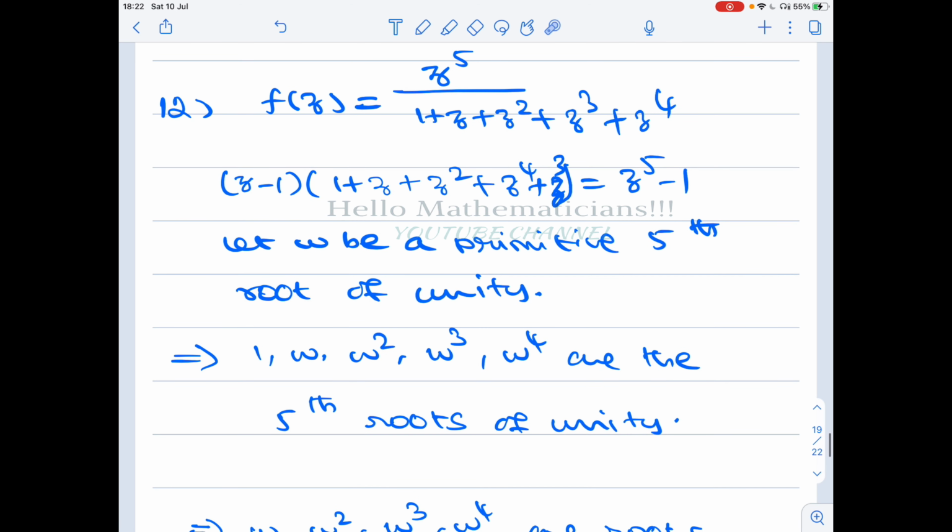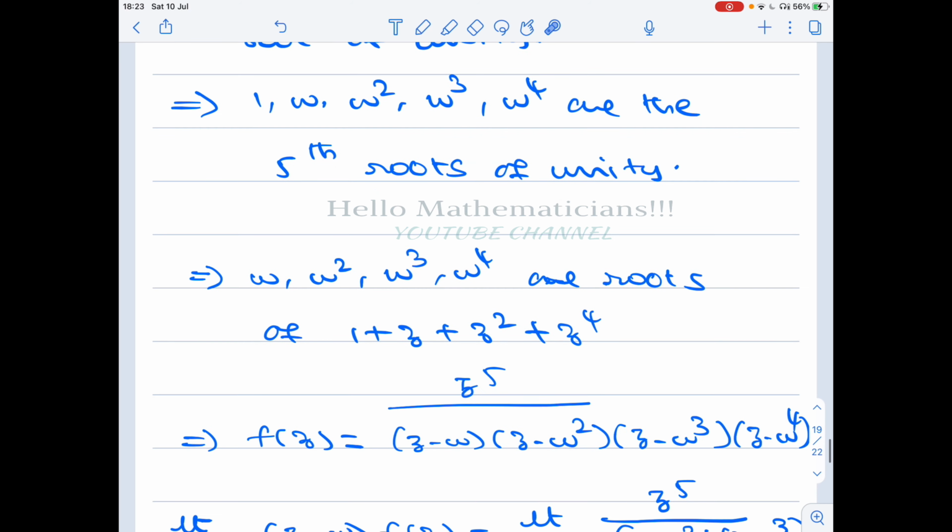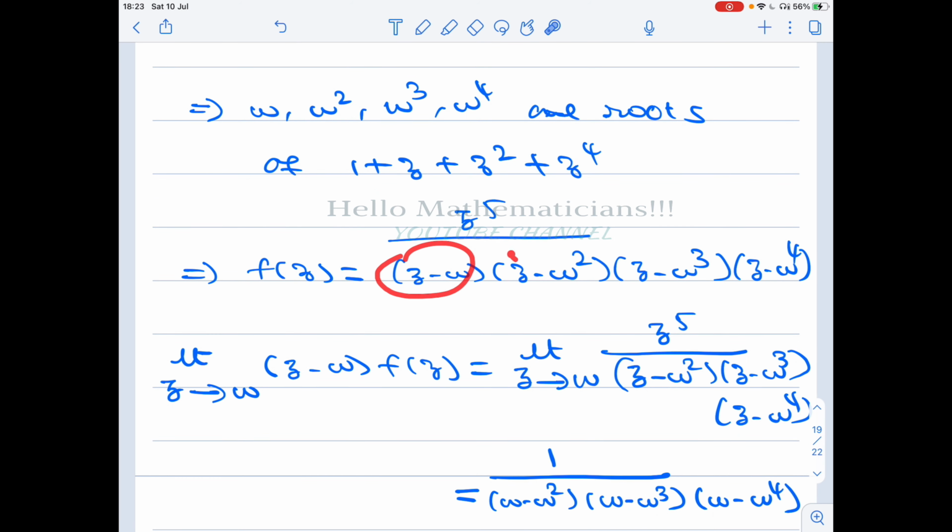Let w be a primitive fifth root of unity. That means if you take all its powers, w power 1 up to w power 4, along with 1, this will give you all the fifth roots of unity. Now 1 is a root of the other factor, therefore w, w square, w cube, w power 4 will be roots of this factor. Therefore this polynomial can be written as z minus w into z minus w square, into z minus w cube, into z minus w power 4.